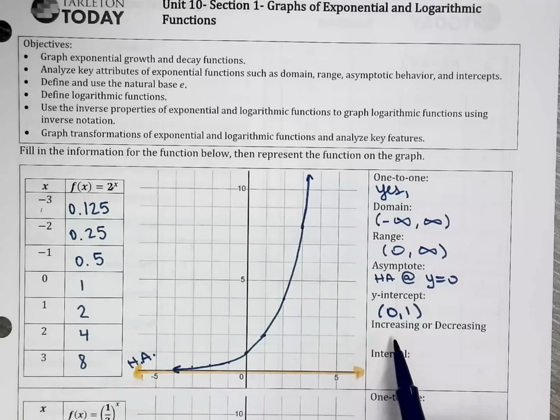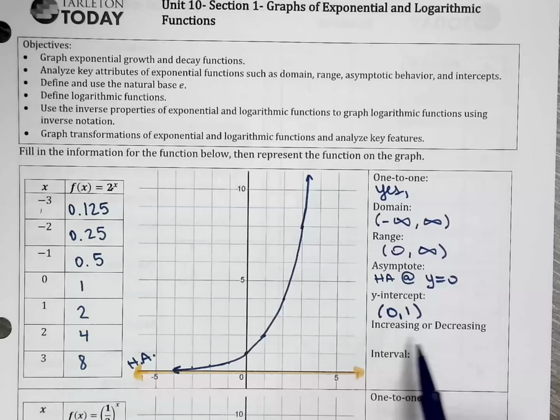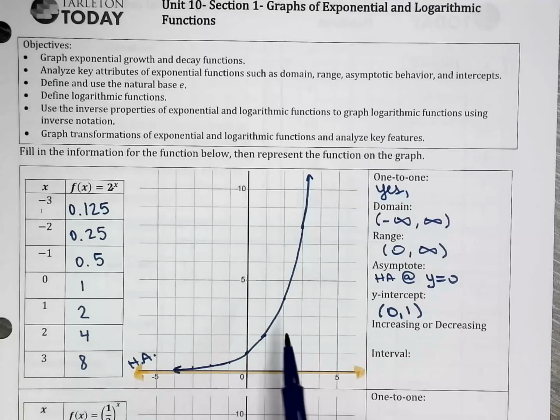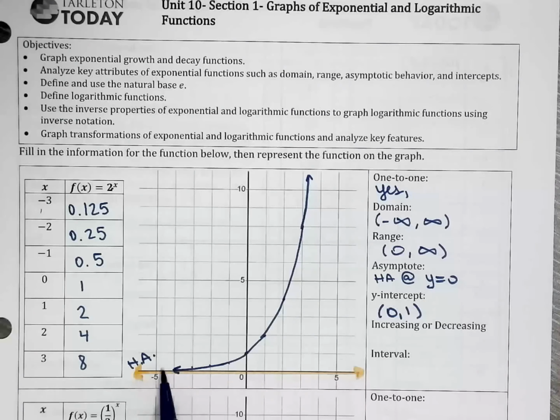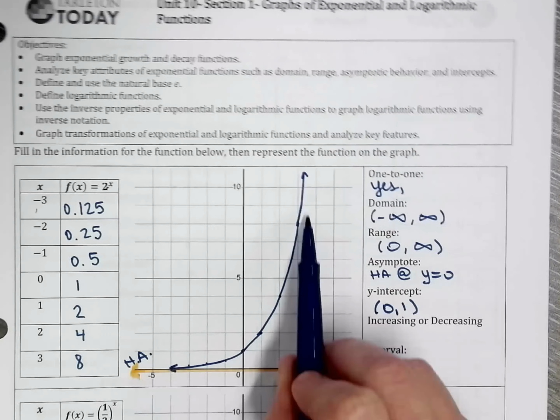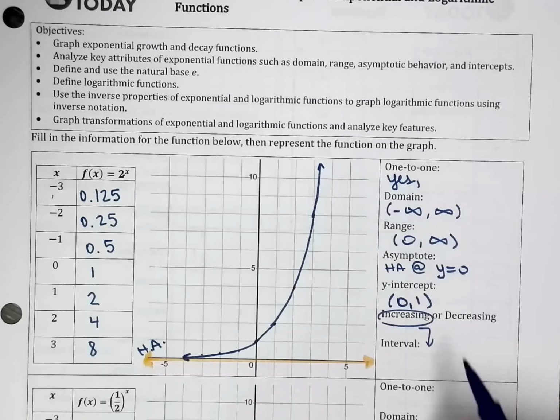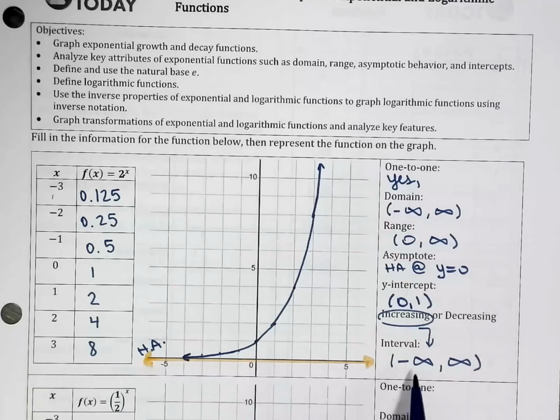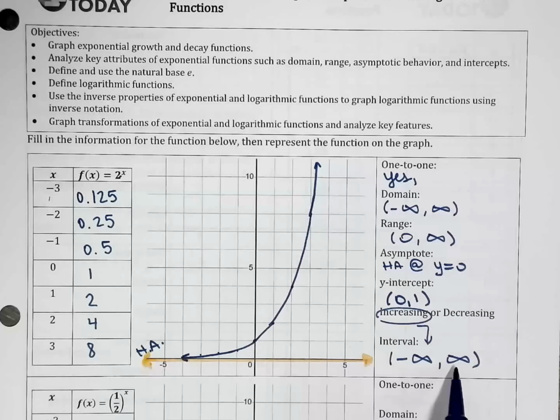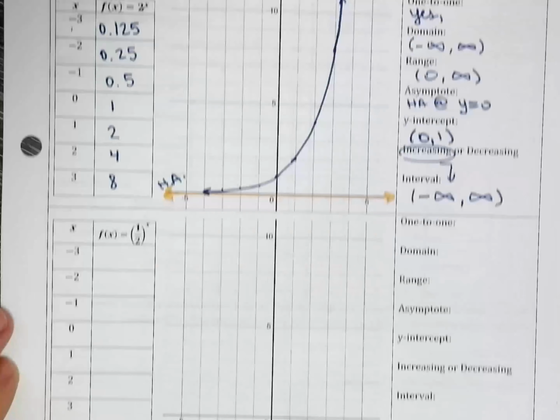Is this function increasing or decreasing? Well, the way you read any graph is always from left to right, same way that you write. So from left to right, it's starting right here and it's going up. So this function is increasing. Where? Well, everywhere. It never decreases. So it's increasing from -infinity up to +infinity.